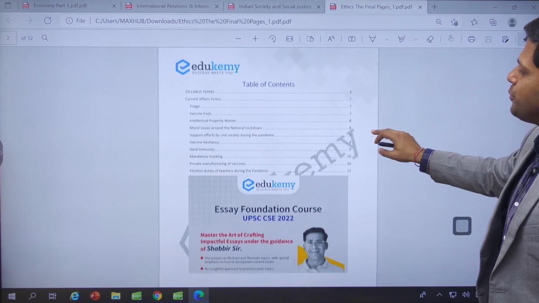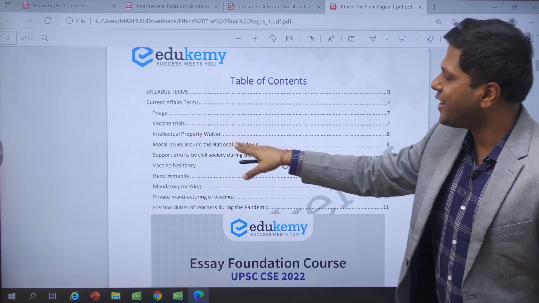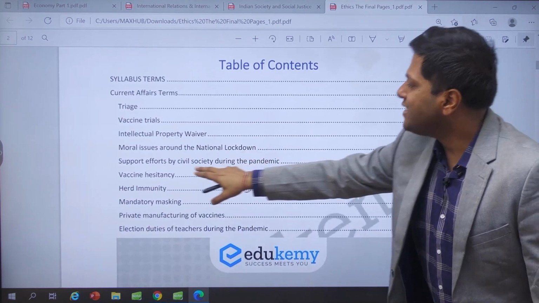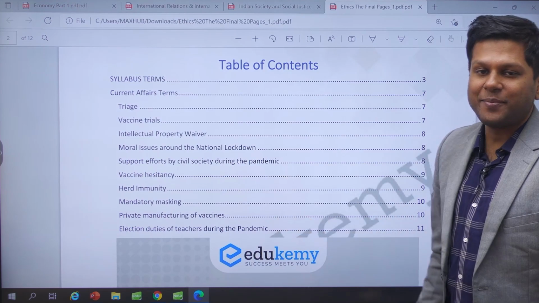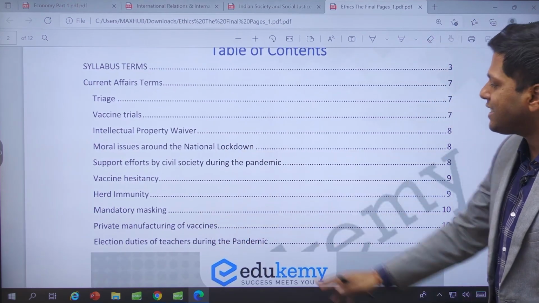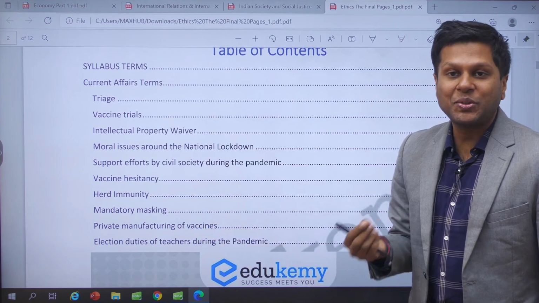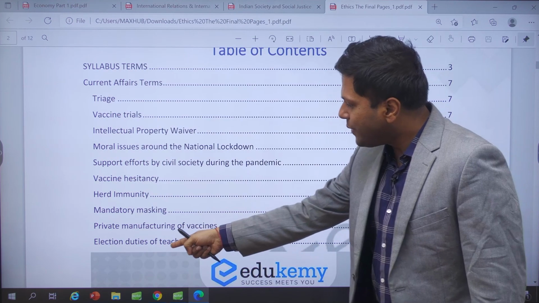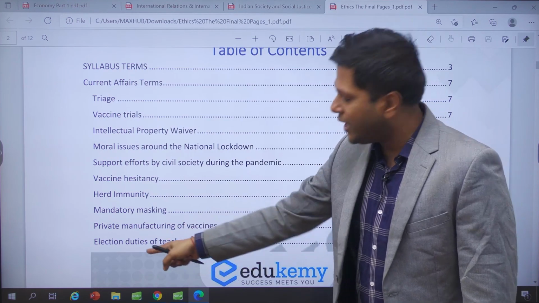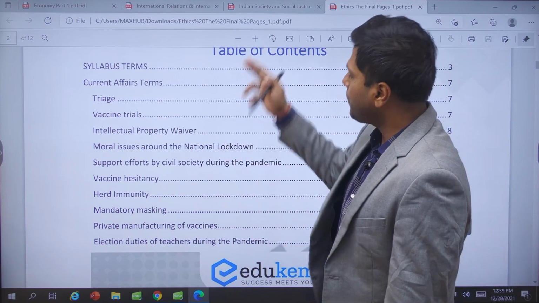I am referring to you the index, triage, vaccine trials, IPR, right? Vaccine hesitancy, herd immunity. Similarly, mandatory masking, private manufacturing of vaccines, election duties of teachers. Now, these themes are ethical issues. These themes can also be put when you talk of society issues, education and involvement of teachers in COVID times, right? So, kya karna hai yahan se?